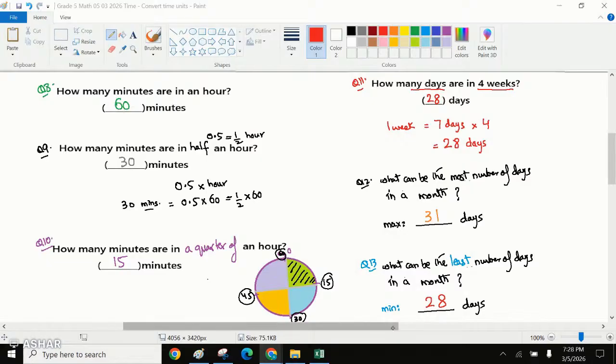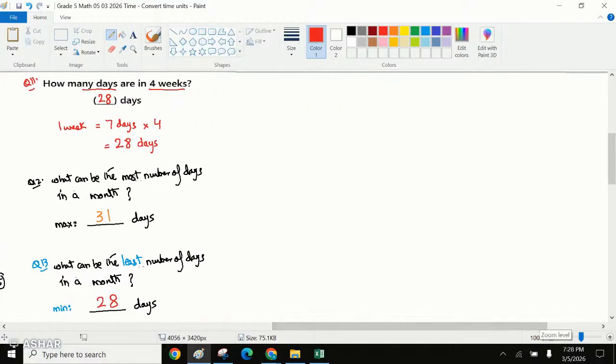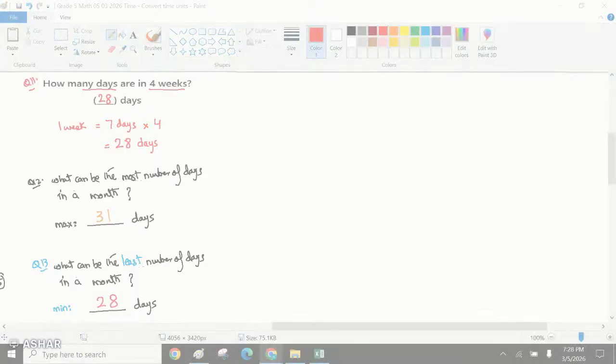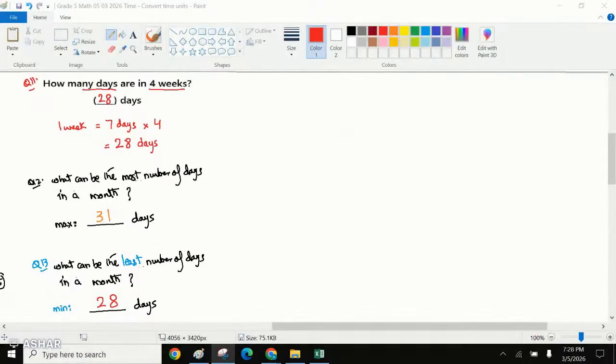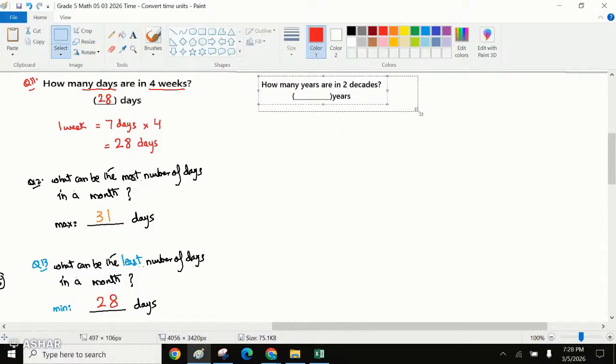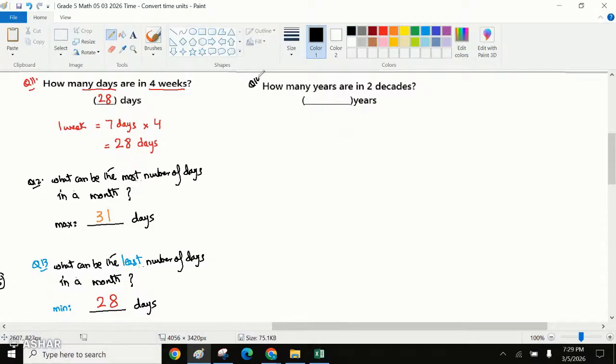Okay, let's do some difficult part over here, and still very easy. I don't think they are doing conversion yet. Question number 14 says, how many years in 2 decades?